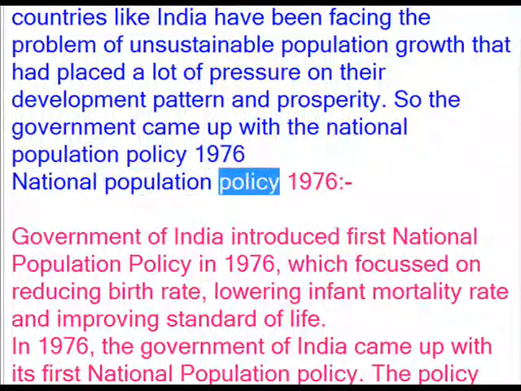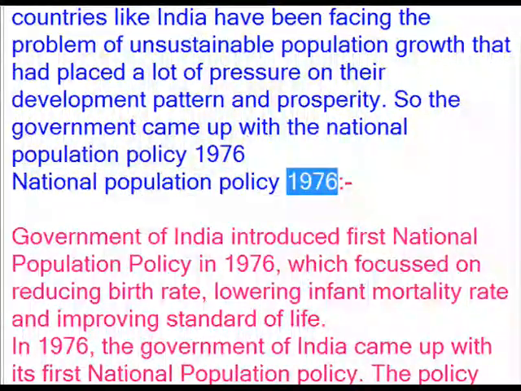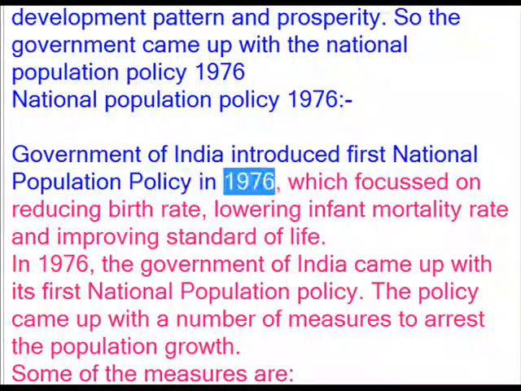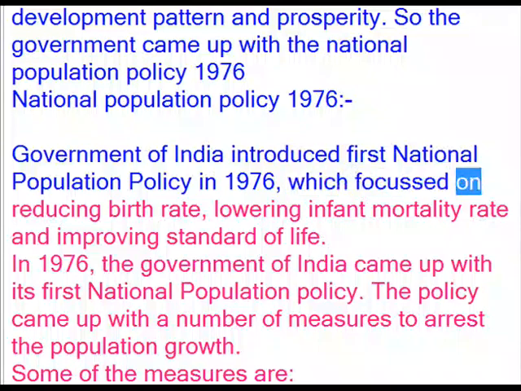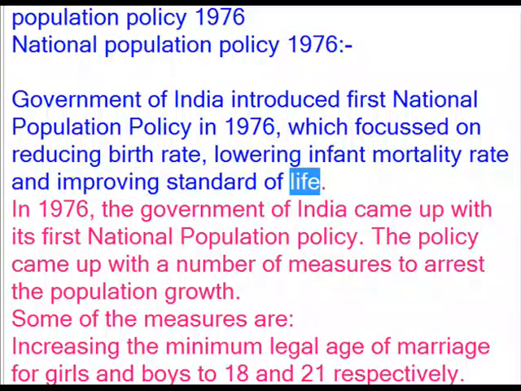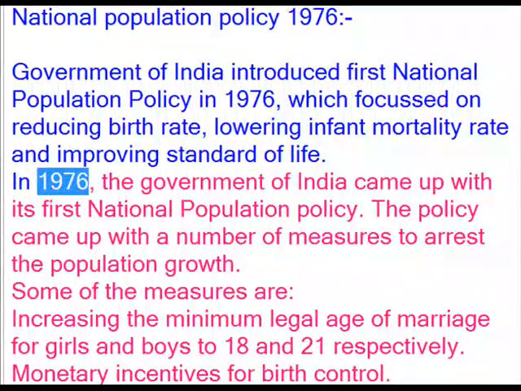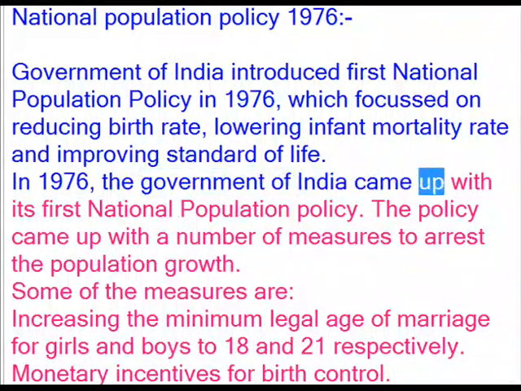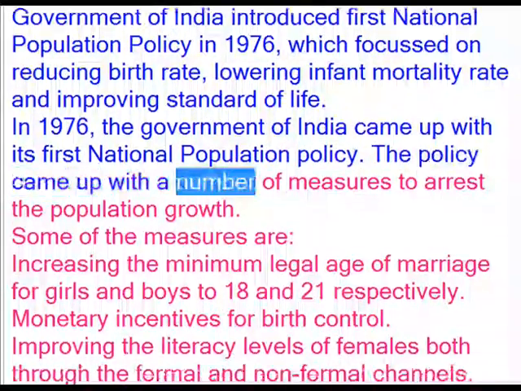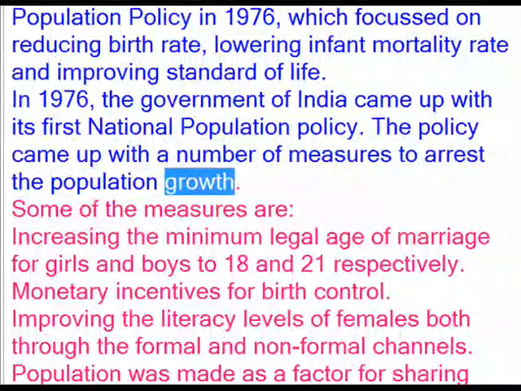National Population Policy 1976. The Government of India introduced the first National Population Policy in 1976, which focused on reducing birth rate, lowering infant mortality rate and improving standard of life. The policy came up with a number of measures to arrest the population growth.